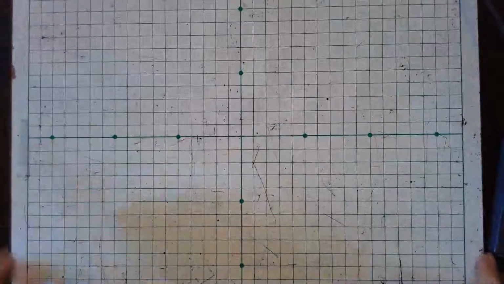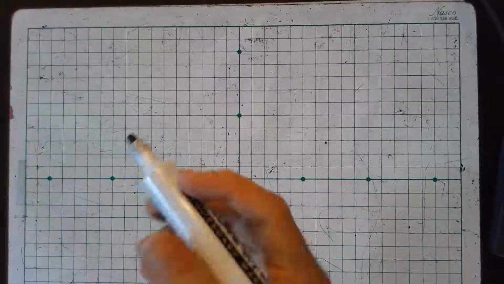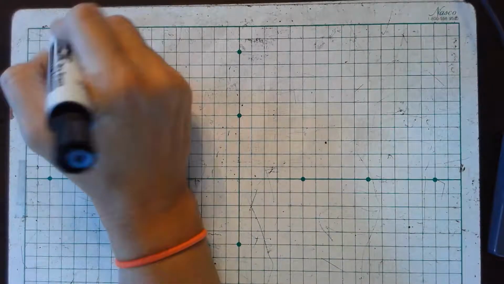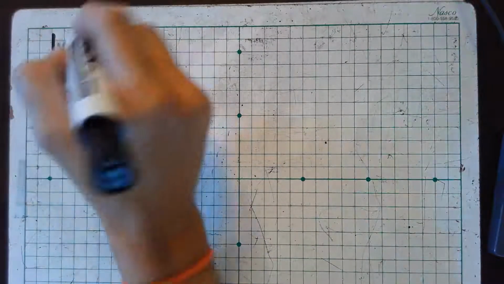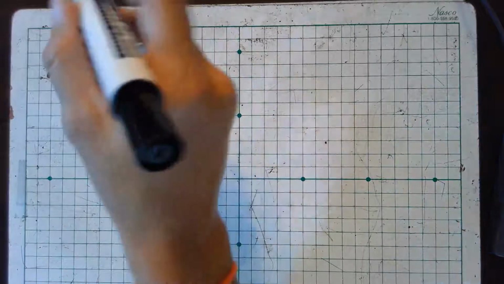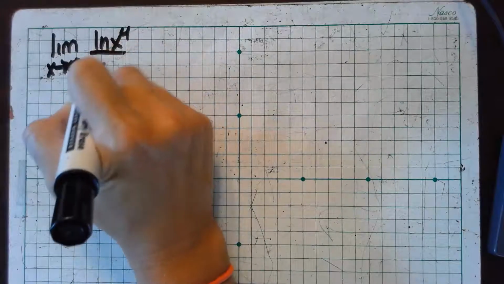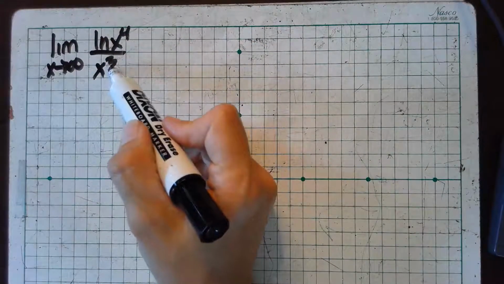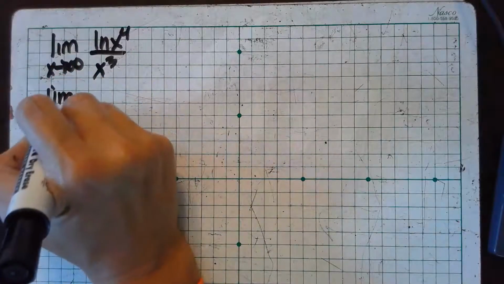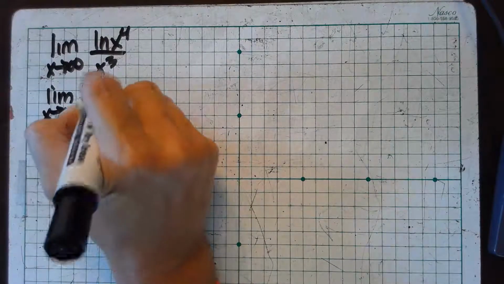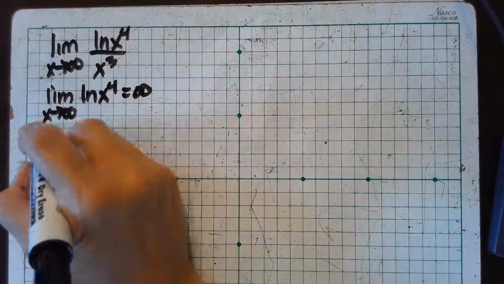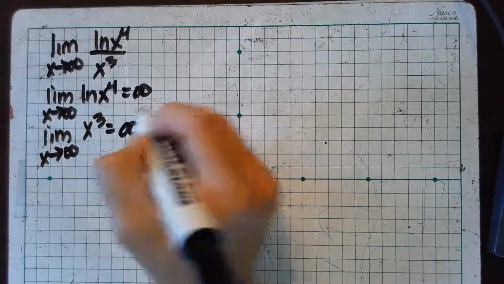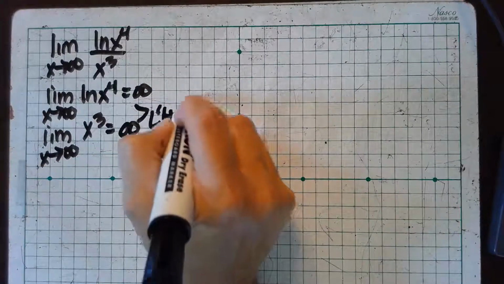Let's look at another one. Okay, the limit as x approaches infinity of ln x to the fourth over x to the third. Well, here, if I plug in infinity, that goes to infinity and this one goes to infinity. So the limit as x goes to infinity of natural log of x to the fourth equals infinity, and the limit as x approaches infinity of x to the third also goes to infinity. So we're going to use L'Hopital's.